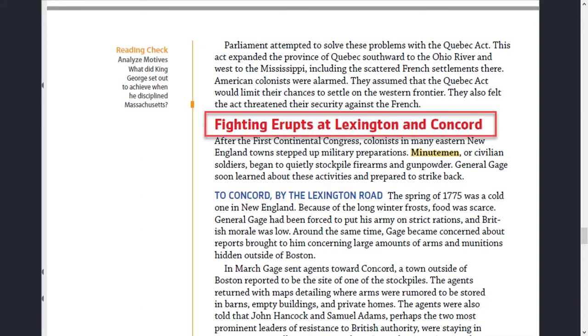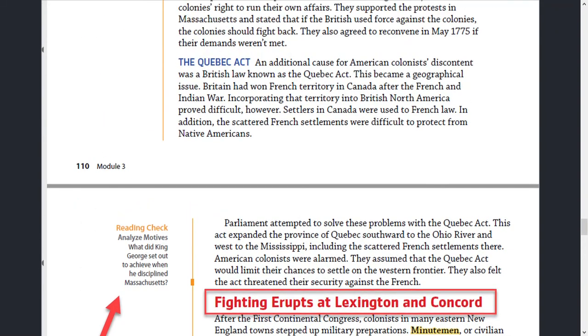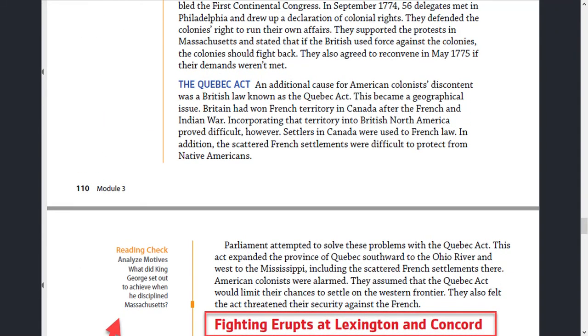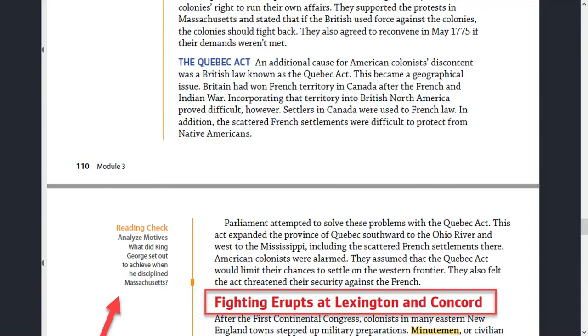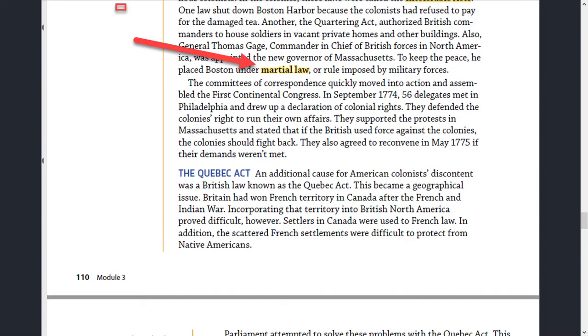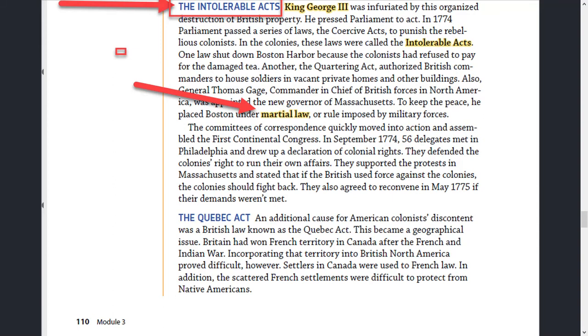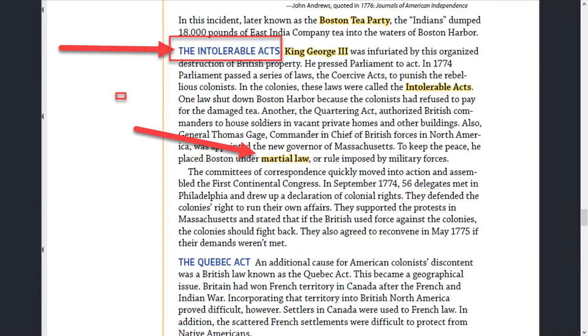Now, along the way, notice here is another reading check. What did King George set out to achieve when he disciplined Massachusetts? Well, you'll find the answer isn't far away. It's going to be right here in, let's see, when he punishes them, he wants to, let's see, what does it say? He wanted to punish the rebellious colonists.